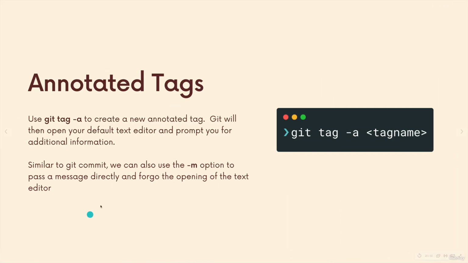Just like with git commit, you can actually use the -m option to do it inline to pass a message directly. You can forgo the opening of the text editor, just like git commit. You still have to pass that in though. So if you use -m, pass in a message between quotes.